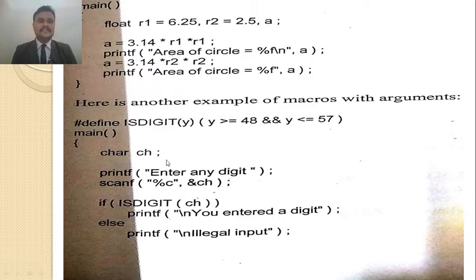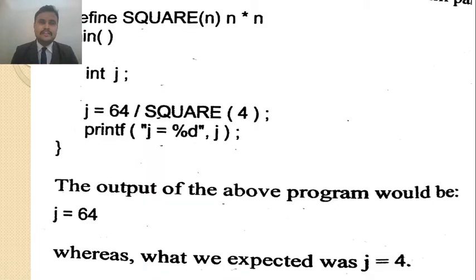Let's take one more example over here. We're accepting any digit into ch, and we are just passing that ch over here. So instead of isdigit(ch), what we get is the expanded condition, and instead of yy, what is going to be replaced is ch. If the particular digit is between 48 and 57, we say that the entered character is a digit, otherwise it's an illegal input.